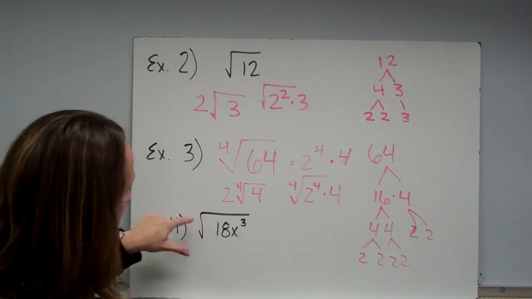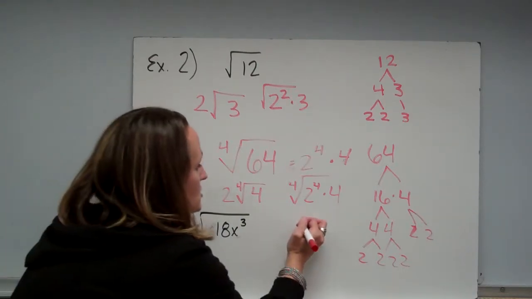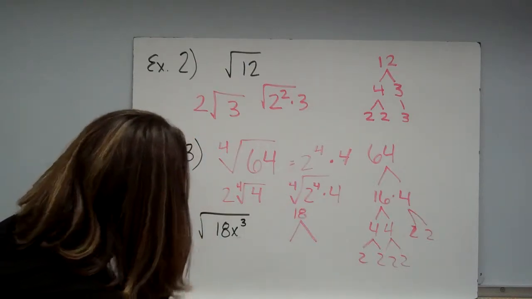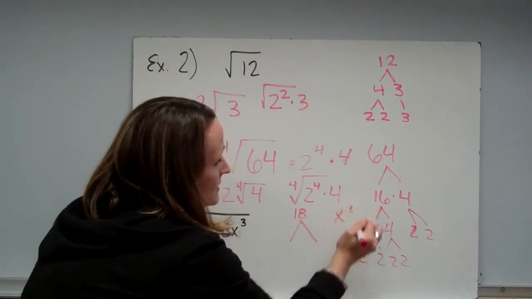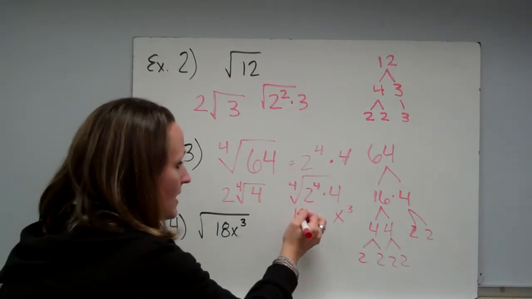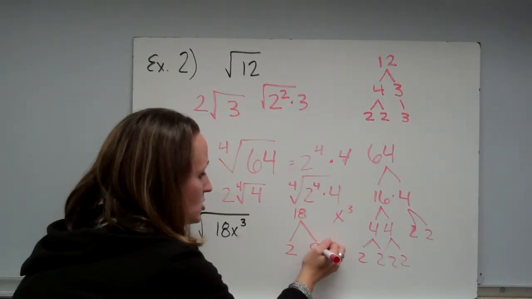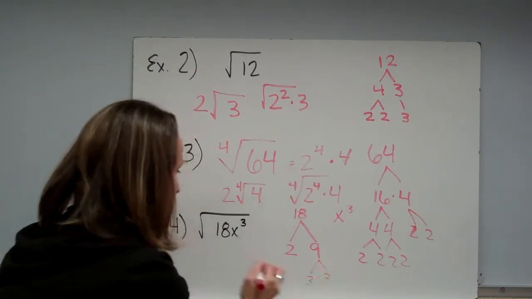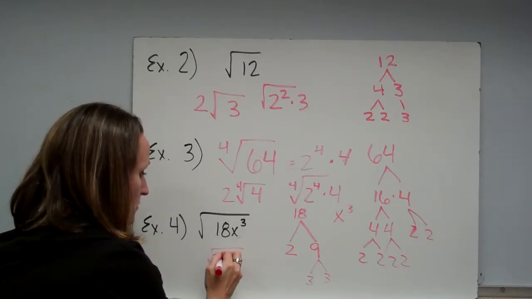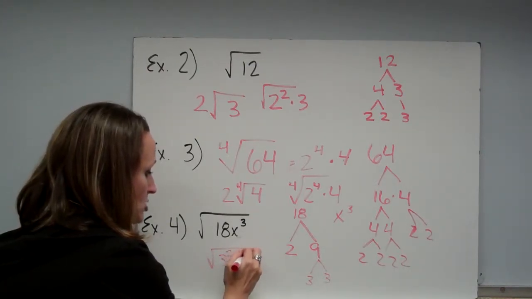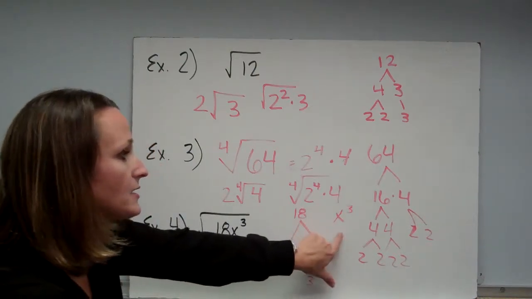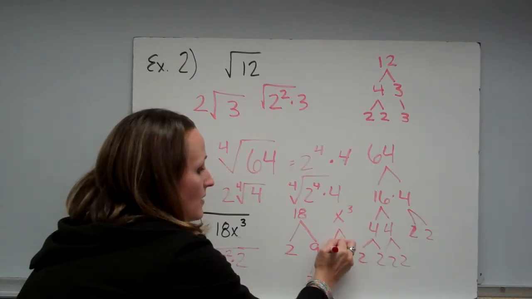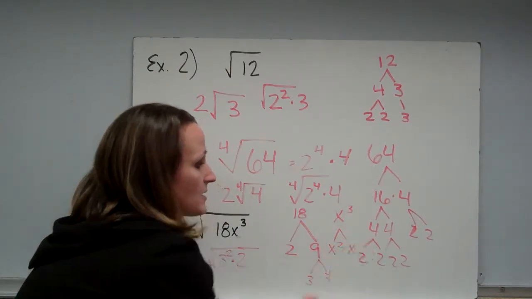18x cubed. We're looking for the square root of this. So we want to break 18 down and x cubed down into something we can take square roots of. 18 square root wise, break it down into 2 and 9. 9 breaks down into 3 and 3. So we want to break this into 3 squared times 2. X cubed, and this is where it gets new to you, breaks down into x squared times x.